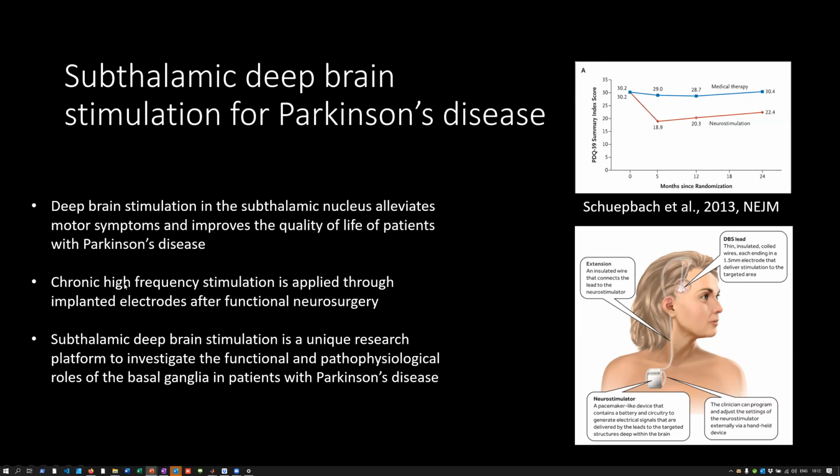Then the stimulation is switched on and it's set to a high frequency of pulses, so 130 pulses per second. And after that, it will be switched on for the entire time. And this allows us to understand the modulation of neural activity through invasive alteration with this stimulation paradigm. And it's a unique research platform to investigate the functional and pathophysiological roles of the basal ganglia in patients with Parkinson's disease.